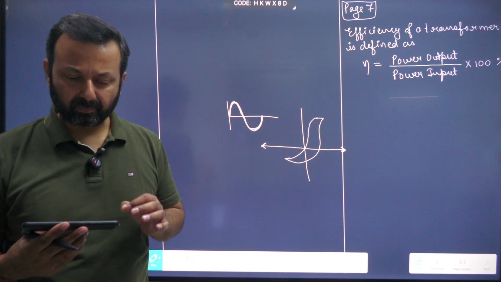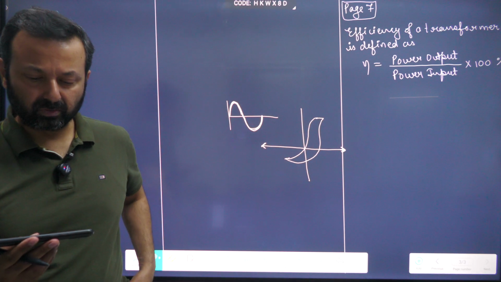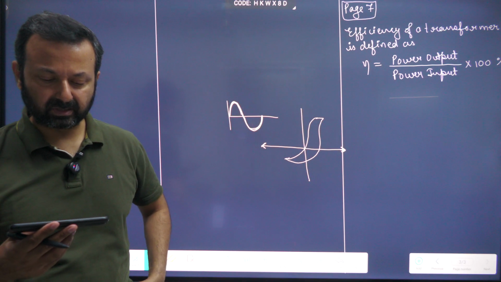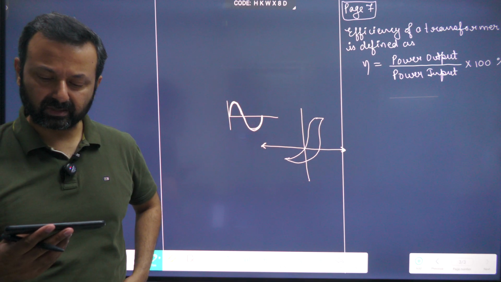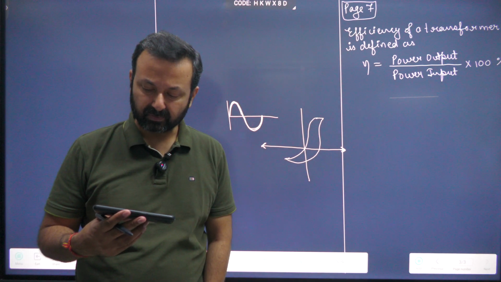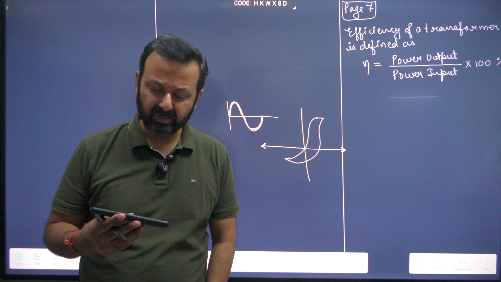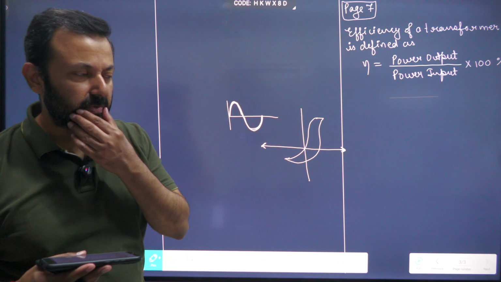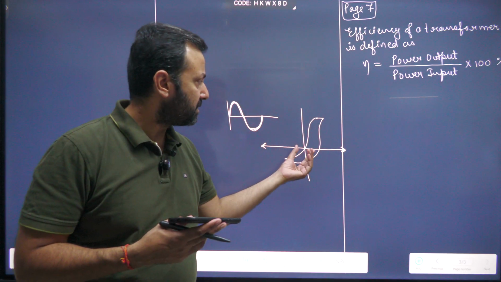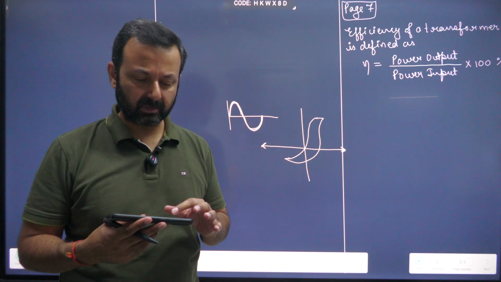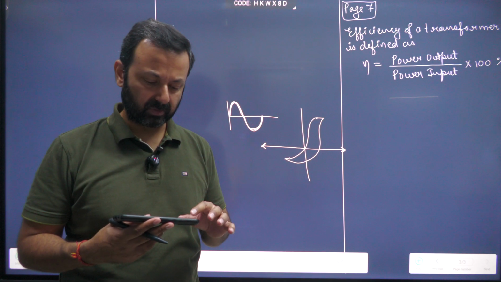I'm reading it out from the notes. AC carries the iron core through cycles of magnetization and demagnetization. Work is done in each of these cycles and is lost as heat. This is called hysteresis loss, and it can be minimized by using core material having a narrow hysteresis loop. So in that case, hysteresis loss can be reduced.